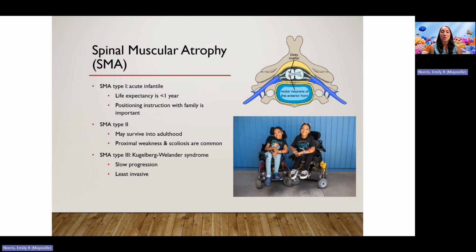Type 2 typically shows up a little bit later, in the first few years of life. They may survive into adulthood. It causes a lot of proximal weakness, so that's like your shoulders, your hips, and scoliosis is very common in people who have type 2. Type 3 is the slowest progressing. It typically does not show up until ages 4 through 17, somewhere around that age. They often will be able to live into adulthood. And it is, of course, the least invasive because it shows up later in life and progresses more slowly.